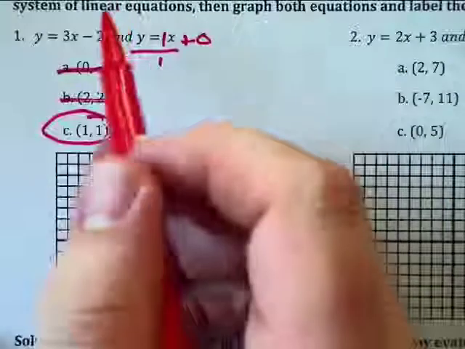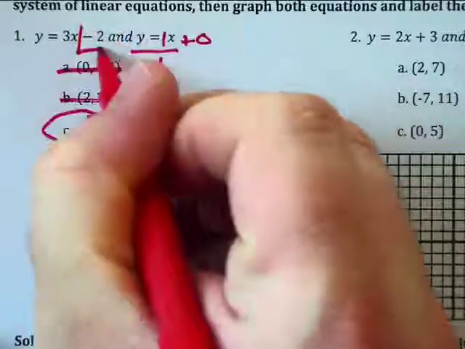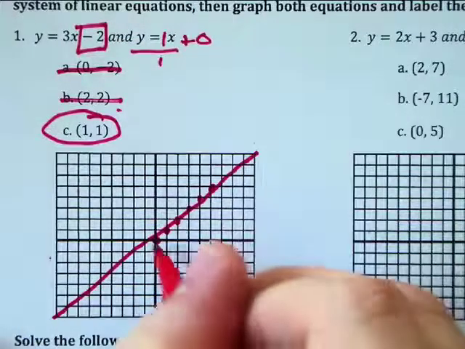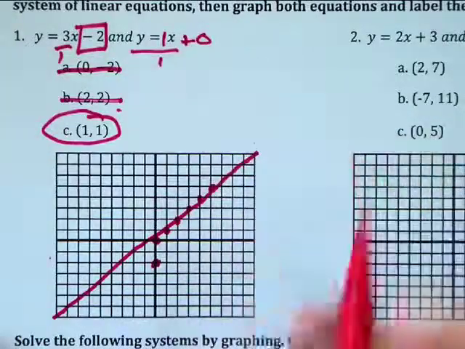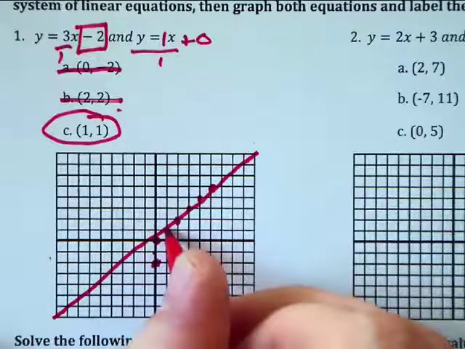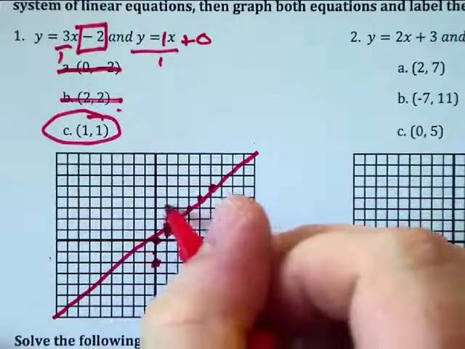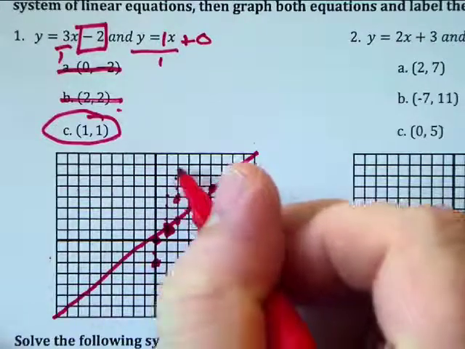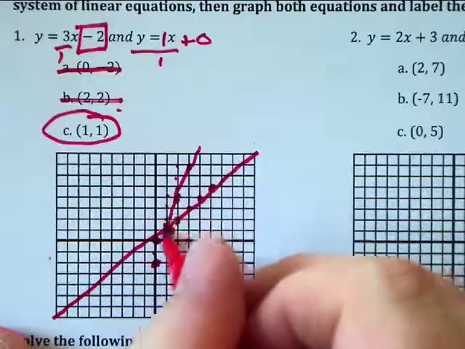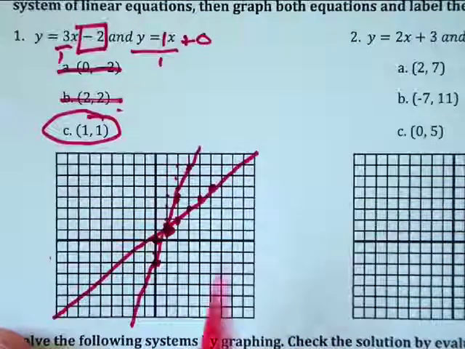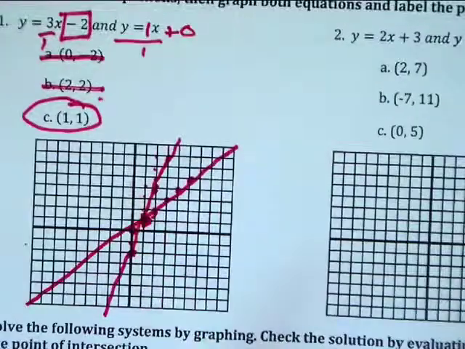Now we have the other one, 3x minus 2. What is our y-intercept? Our y-intercept is right here. So we're going to start at -2. And then our rise over run is 3 over 1. So we go up 3, 1, 2, 3, and over 1. And we see it connects right there. I'm drawing the line by hand, so I want to make sure it's straight. And we can see that the two lines cross at 1, 1. So that's the answer. Okay.